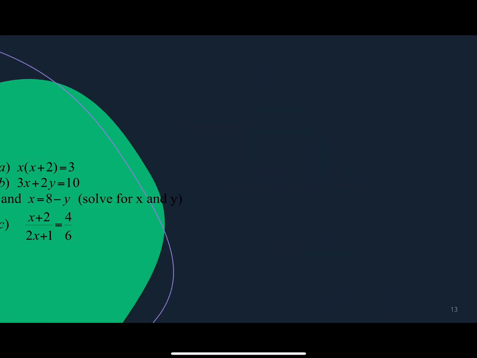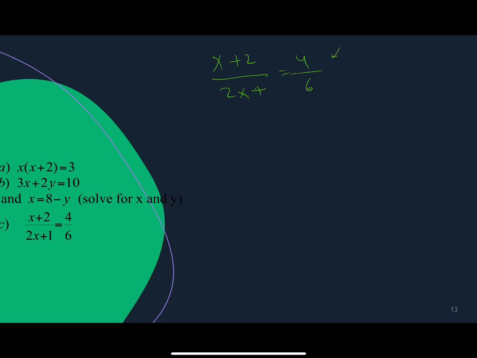Okay, let's look at the final example. x plus 2 divided by 2x plus 1, and then the answer is 4 divided by 6. So if you go back to the first principle we learned before, if you multiply both sides by exactly the same number, then the equation remains the same. Or we could do the reciprocal, so we can get rid of this part.